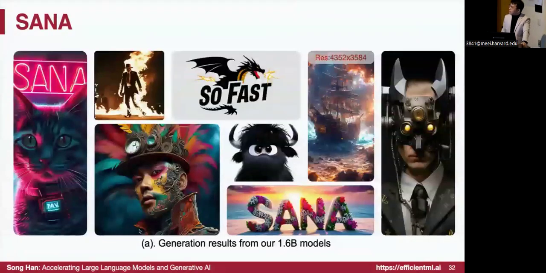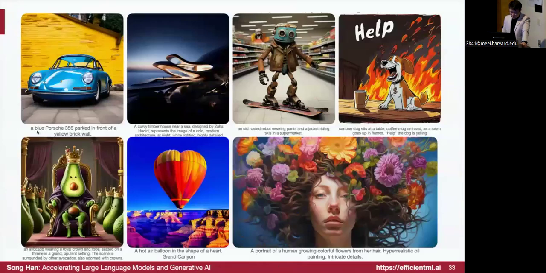These are the images generated by SANA. It's even better quality than HART, using only 1.6 billion parameters. The text, the human, the letters, some imaginary stuff, some neon lights, different stuff. And this is a blue Porsche 356 parked in front of a yellow brick wall. And an old rusted robot wearing pants and a jacket riding skis in the supermarket, and everything can be generated using a single GPU.